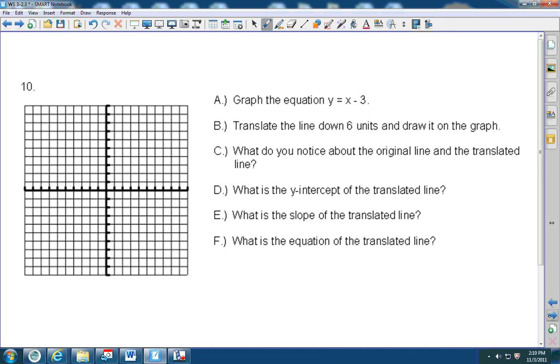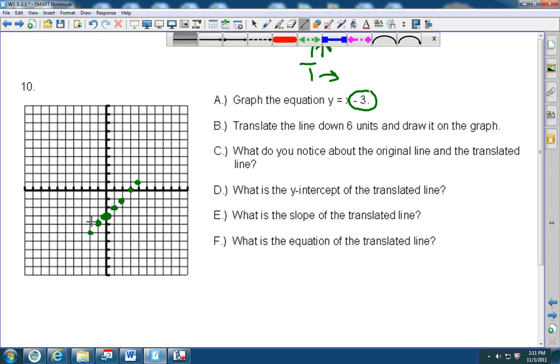Next, here's another one. We're going to graph the y-intercept at -3. Put a dot. The slope, it's a 1x, so it's 1 over 1. That tells me to go up 1 to the right 1, and I can keep doing that, or I can go backwards, down 1 to the left 1. And I can draw my line.